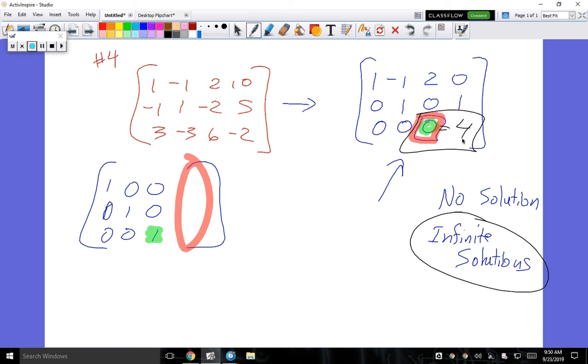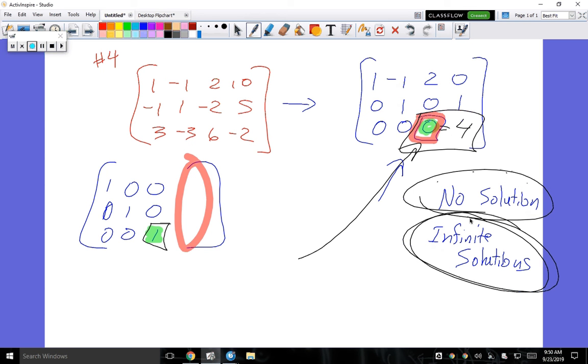So one more time. If this is 1, one answer. If this is something other than 1, it will be one of these two answers. You just have to ask yourself, are the bottom right-hand two numbers equal to each other? If it's true, it's infinite solutions. If it's not, it's no solutions. Do you understand? Okay, any questions?